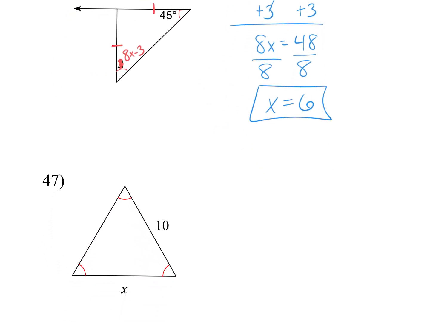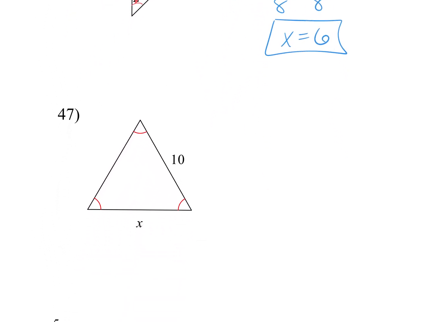And 47, what kind of triangle do I have here? How do you know that? All angles are the same. So since all angles are the same, what do I know about the sides? Those are also all the same. So if this side's 10, this side's also 10. Yes. Flip to the next page.